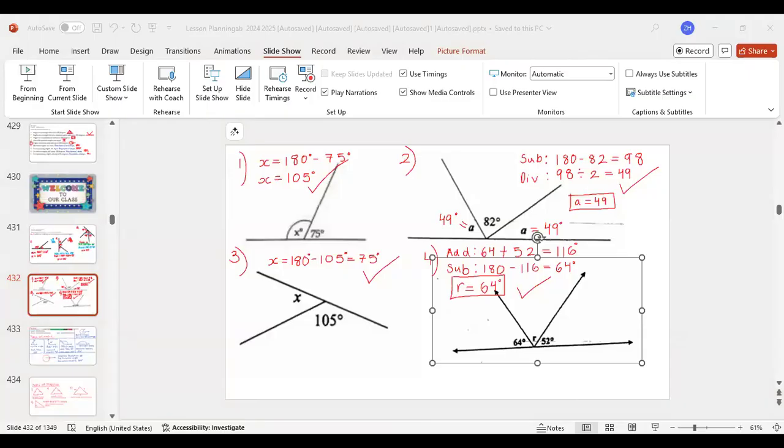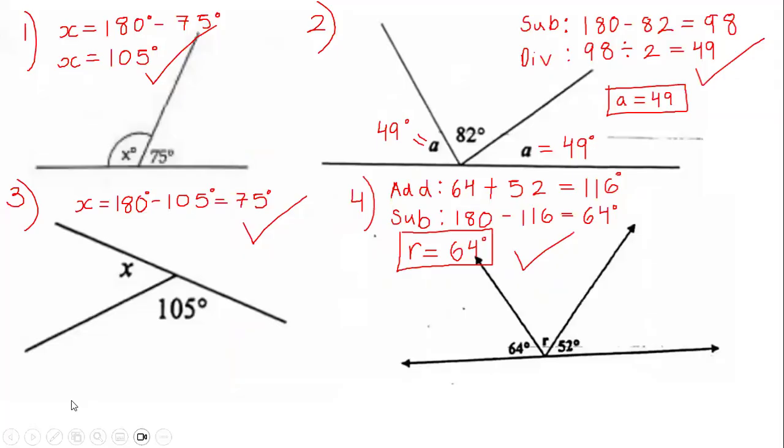Travis, okay. So for number 2, that's a good question, Travis. Notice that we know the full thing is equal to what? 180 degrees, very good. Now we know that this side is A and this side is A. That means these two must be equal. So since the full thing is 180 degrees, we subtract 82, because that's the only number we have. Now, when we have 82, we got 98.